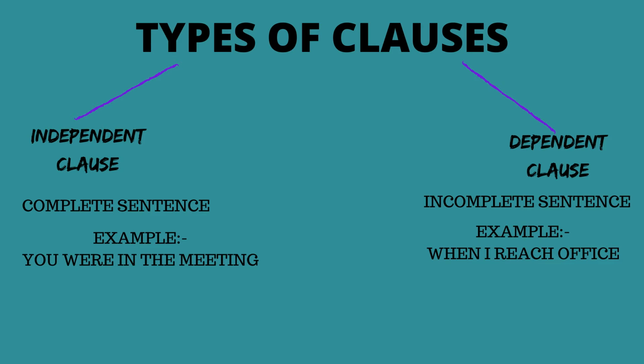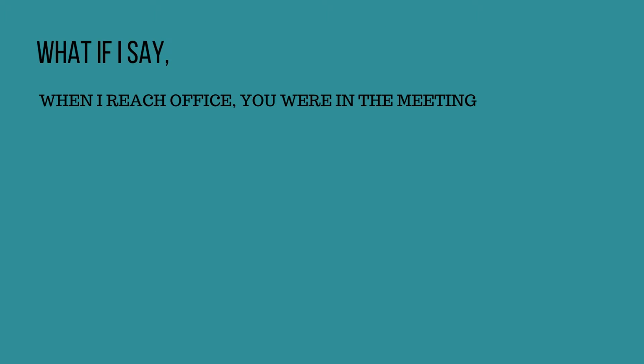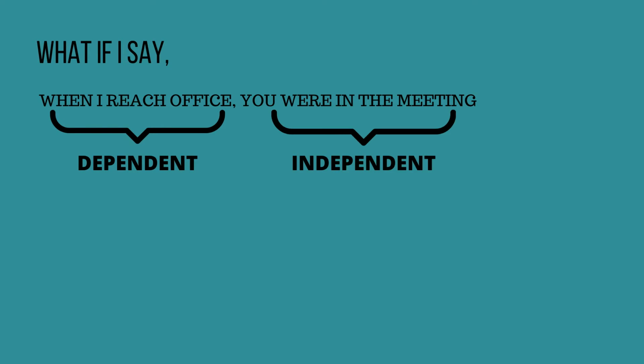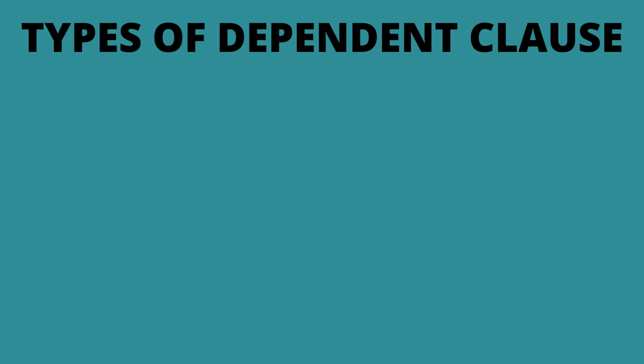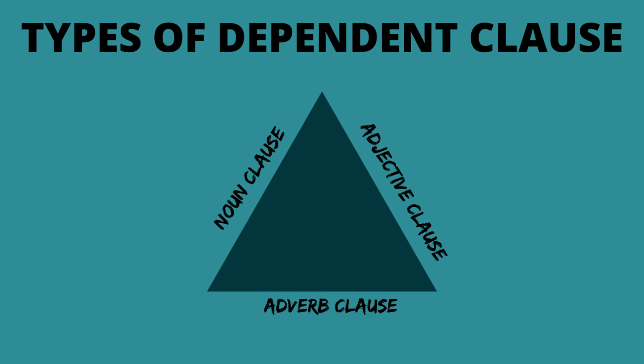A dependent clause has a subject plus verb combination but no complete thought by itself. For example, when I reach office. But if you combine those two, it will look like: when I reach office, you were in the meeting. Where when I reach office is a dependent clause and you were in the meeting is an independent clause. Now let's understand the dependent clause and its types. It is divided into three types: noun clause, adjective clause, and adverb clause. Now let's understand them one by one.